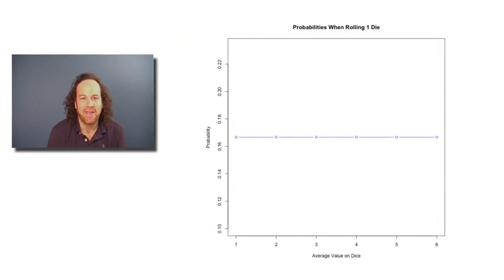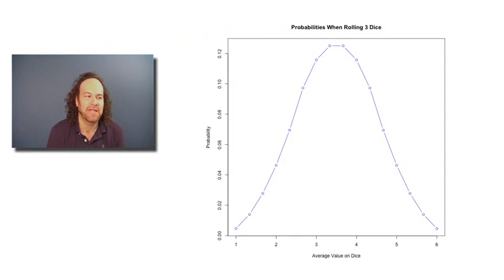So if we just roll one die, then we have equal probabilities of getting any of the numbers 1, 2, 3, 4, 5, or 6. So the graph of the probabilities looks like this, and it's not really very interesting. Well, suppose we roll 3 dice and look at the average of the 3 numbers that appear on the 3 dice.